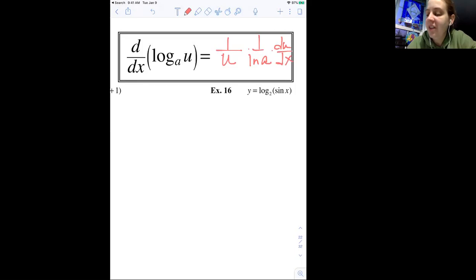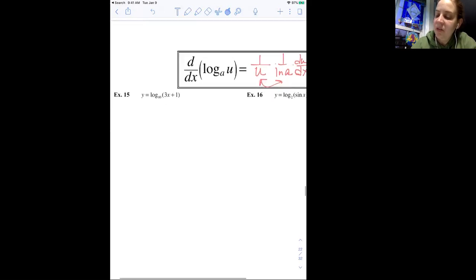1 over u, natural log of a, du/dx. And depending on what resource you look into, you might see these two switched around. Totally okay if they are. That chain rule, that's the du/dx on the end.